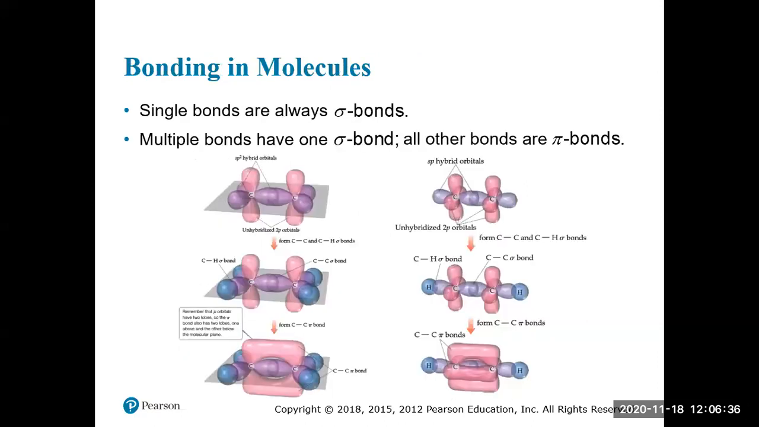When we talk about the bonding in molecules, let's walk through this example here. The one on the left is C2H4. The one on the right is C2H2. The one on the left has a carbon double bonded to another carbon, and then each of those carbons has two single bonded hydrogens. The one on the right is carbon triple bonded to another carbon, and each of those carbons has one hydrogen.